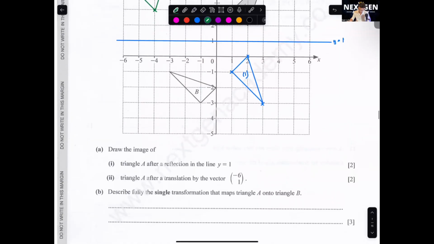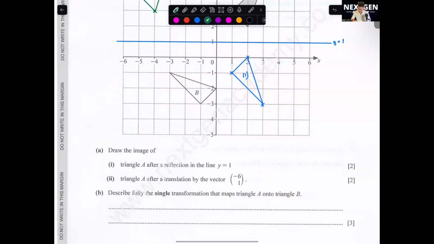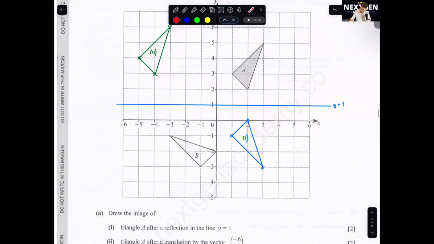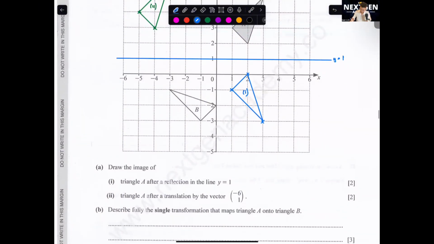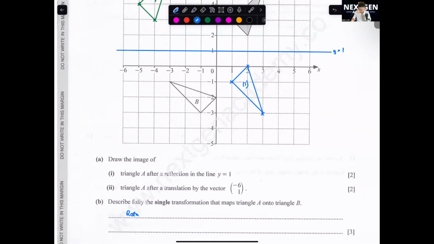Okay, the last one. Describe fully the single transformation that maps A onto B. Looking at A to B, what is the transformation first? You have to look at the orientation. It's rotated, right? Rotated this way. This way is called anti-clockwise. So let's write the first 2 points first. I think normally rotation for the first 2 points is pretty easy. Rotation, anti-clockwise, 90 degrees.